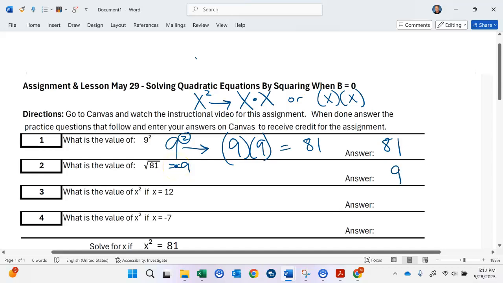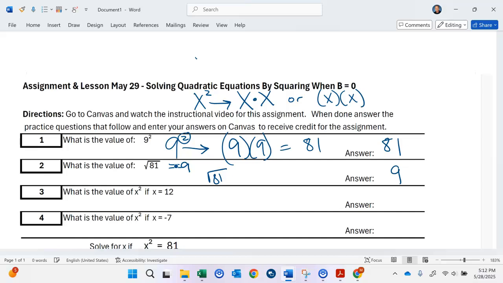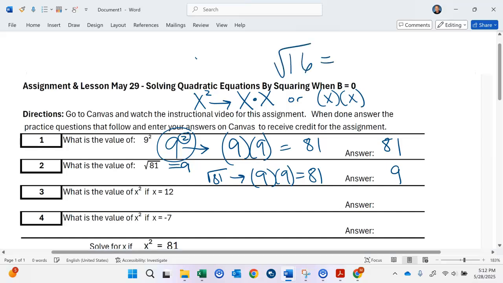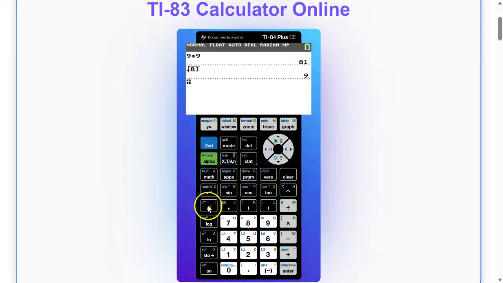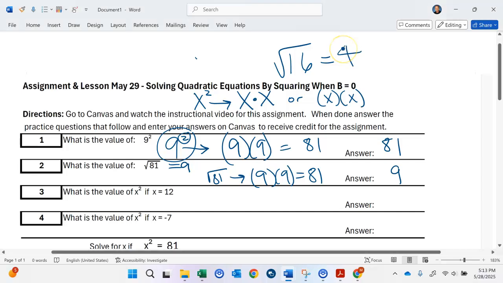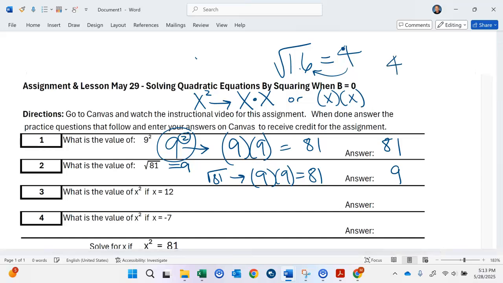But why is that important? Because when you take the square root of a number, it tells you what number times itself, like 9 squared, is equal to 81. So let's try this one. Square root of 16, what is that equal to? Second, square root, 16, enter, is 4. So that means 4 is the square root of 16, and 16 is the square of 4. So 4 squared equals 16, okay?